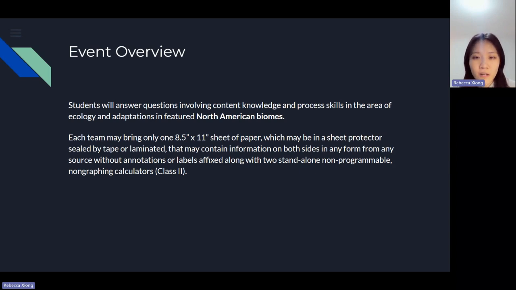So for the event overview, this year's ecology iteration is covering North American biomes. So this is testing specifically ecology and adaptations in featured biomes of North America. For this event, you can only bring one, normal size, letter size sheet of paper, front and back note sheet. But these can contain any sort of information, pictorial to textual. So I will talk about a bit later on how to best prepare that note sheet. And one calculator or two calculators, one per competitor, is allowed.